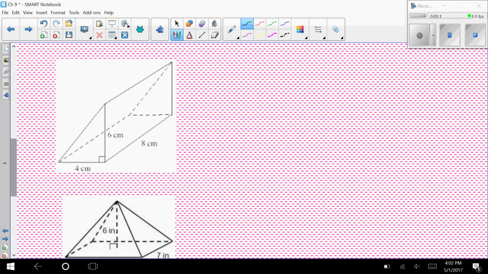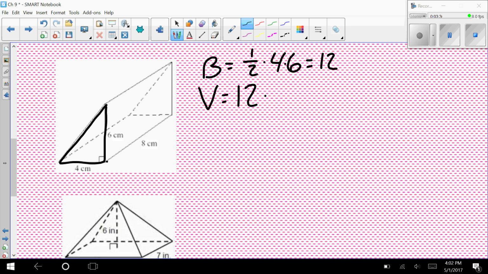This one is a triangular prism. The area of our base is this triangle right here. Remember, we look for that right angle to find the area. Since it's a triangle, it's 1/2 times 4 times 6, which is 12. So my volume equals the area of that base, which is 12, times the height, which connects the two bases, which is 8. 12 times 8 gives me a volume of 96 cubic centimeters.